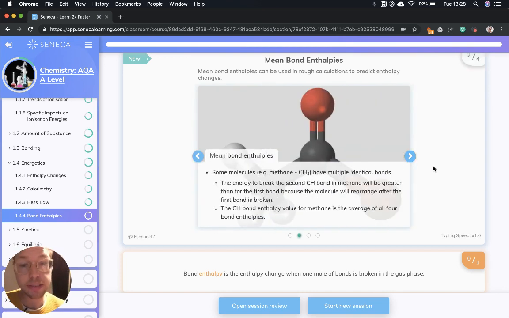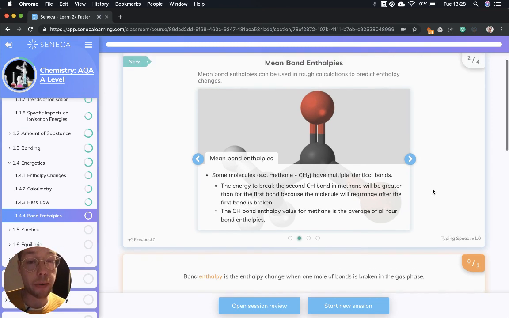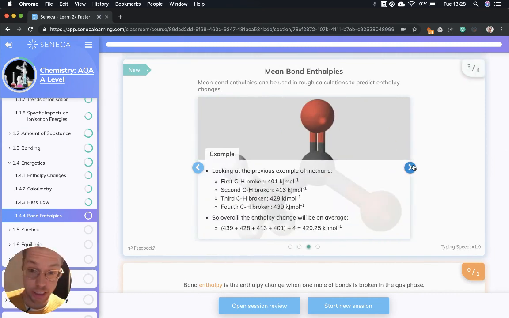Mean bond enthalpies. Some molecules like methane have multiple identical bonds. Methane is CH4 if you can't quite remember. The energy to break the second C-H bond in methane will be greater than the first bond, because the molecule will rearrange after the first bond is broken. The C-H bond enthalpy value for methane is the average of all four bond enthalpies. So remember, bond enthalpies are an average.